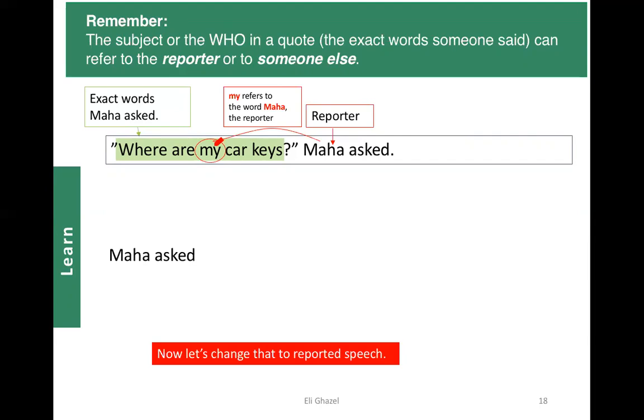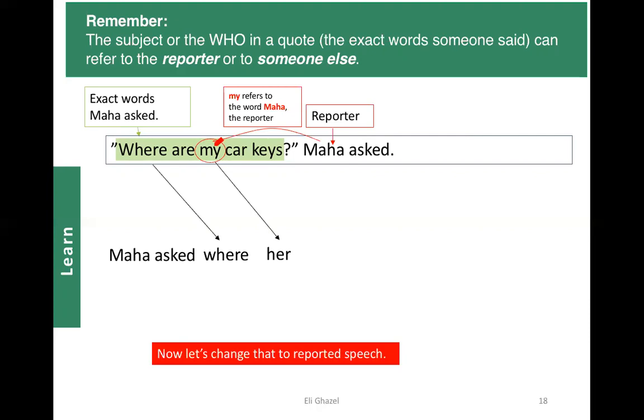Maha asked. Now remember, in the reported speech, it's no longer going to be a direct question. It's going to become a clause that starts with the question word. So what's the question word? Where? And it cannot be in the structure of a question. It has to be in the structure of a statement. So are my car keys is a structure of a question, whereas my car keys are is a structure of a statement.